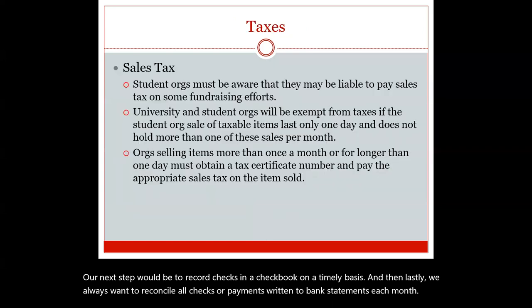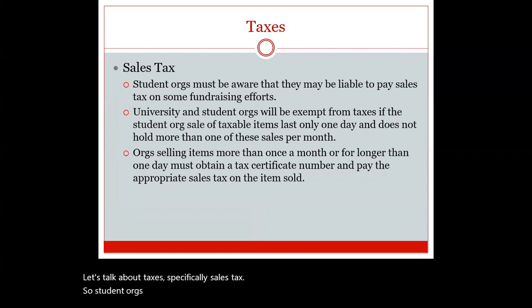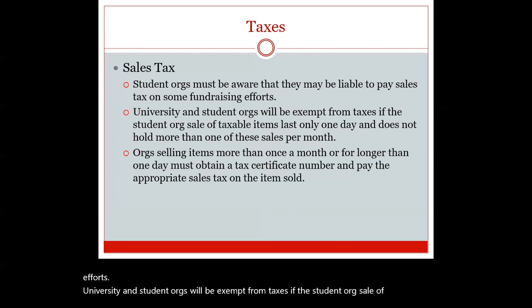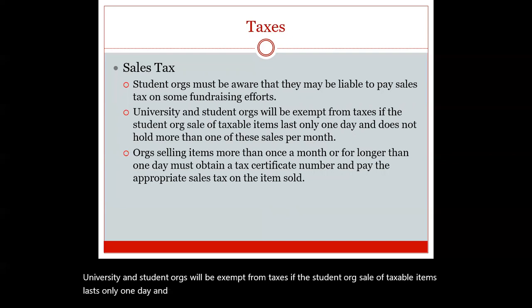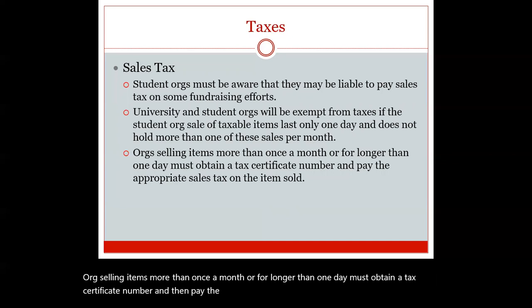Let's talk about taxes, specifically sales tax. Student orgs must be aware that they may be liable to pay sales tax on some fundraising efforts. University and student orgs will be exempt from taxes if the student org sale of taxable items lasts only 1 day and does not hold more than one of these sales per month. Orgs selling items more than once a month or for longer than 1 day must obtain a tax certificate number and then pay the appropriate sales tax on the item sold.